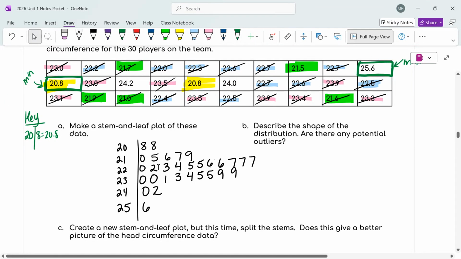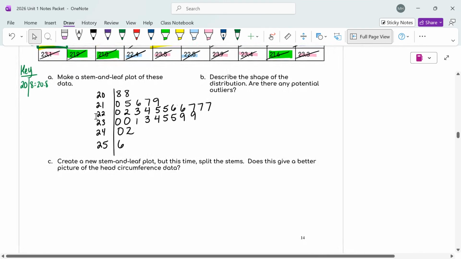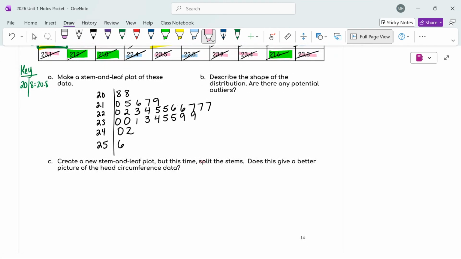Now, we made the stem and leaf plot, and you see how this set of leaves is really long? Sometimes when you make a stem and leaf plot, in order to see a better distribution of the shape of the data, some people decide to split the stems. Splitting the stems means taking something like 22 and breaking it up into 2 intervals.